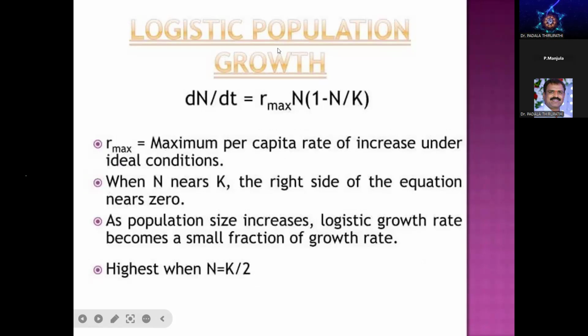The logistic population growth curve can be calculated by dN/dt = r_max N (1 - N/K). Here r_max is the maximum per capita rate of increase under ideal conditions. When N nears K, the right side of the equation goes to 0. If N and K are equal, N/K is 1 and the growth rate becomes 0. As the population increases, the logistic growth rate becomes a small fraction of the growth rate, and it is highest when N is equal to K/2.